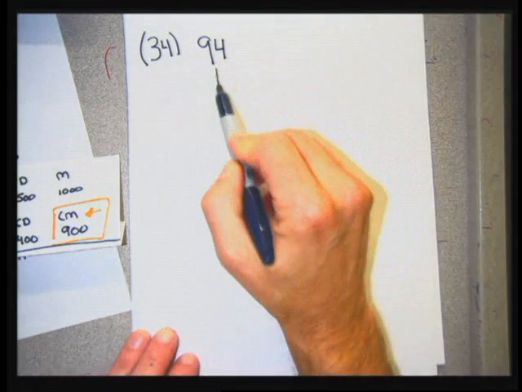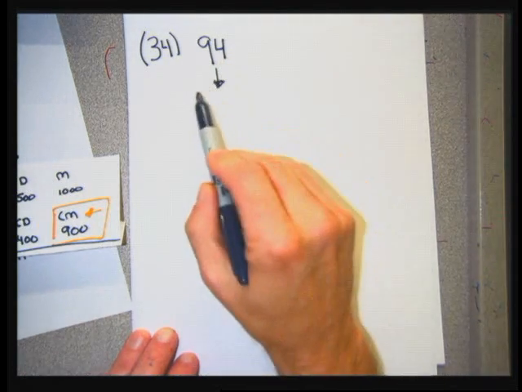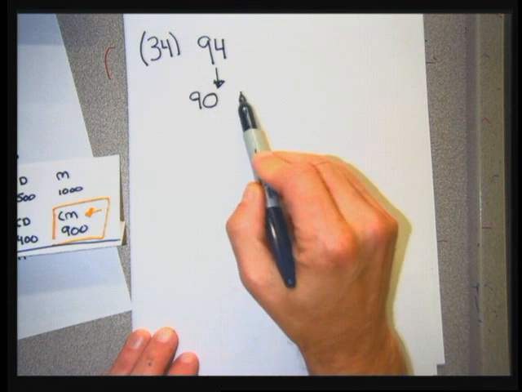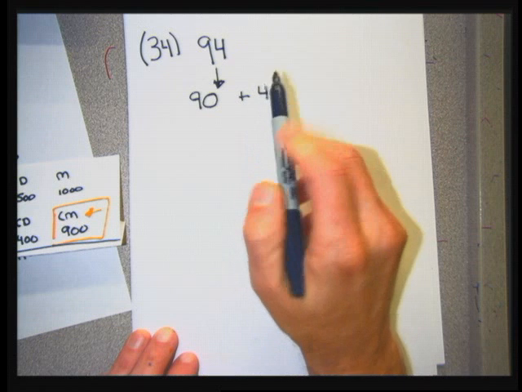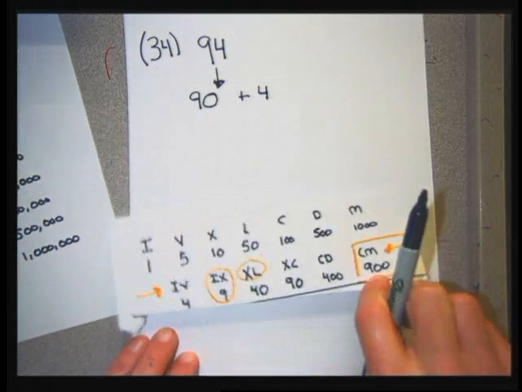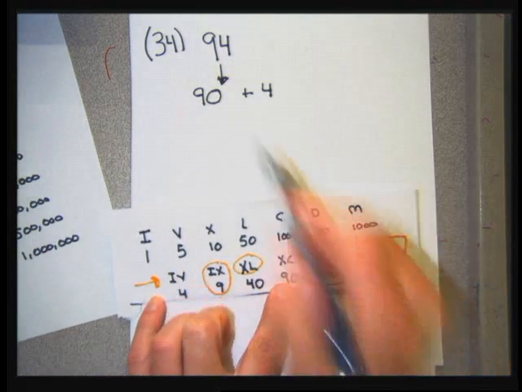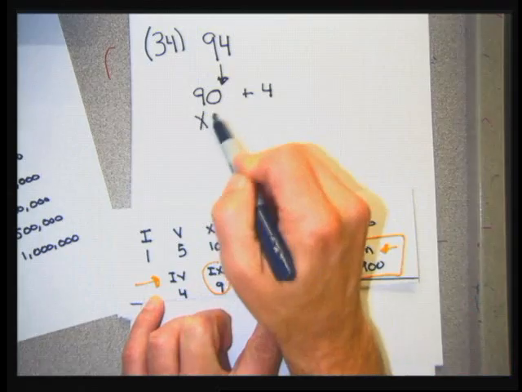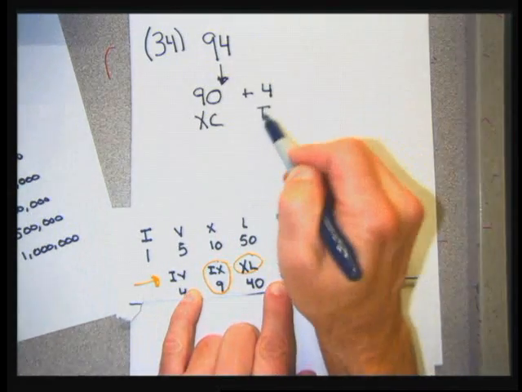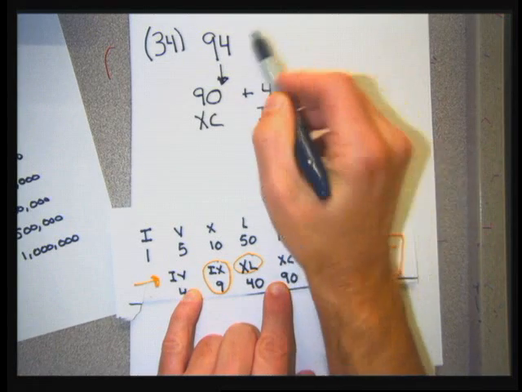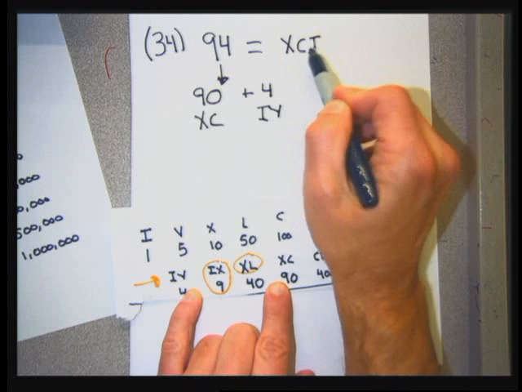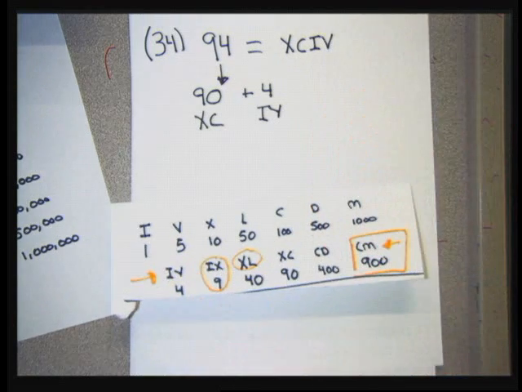So for this problem, 94 is really, I need to consider the tens, which are 90, plus 4. And now I'm going to write down a Roman numeral for each one of these. So 90 is a special Roman numeral. It's an XC. 4 is a special Roman numeral. That's an IV. To write down 94 as a Roman numeral, I'm going to write the 90 first and the 4 second. So just XCIV.